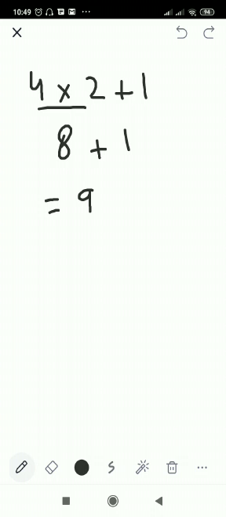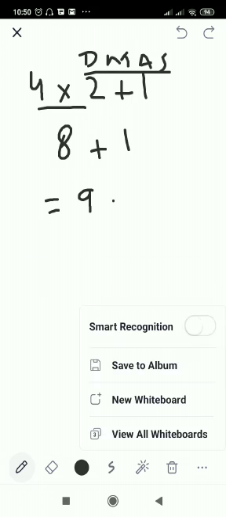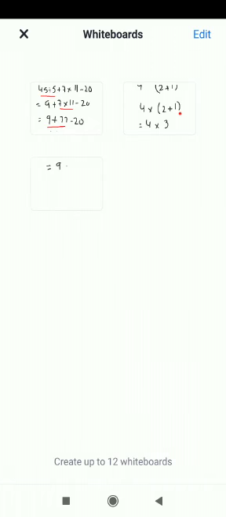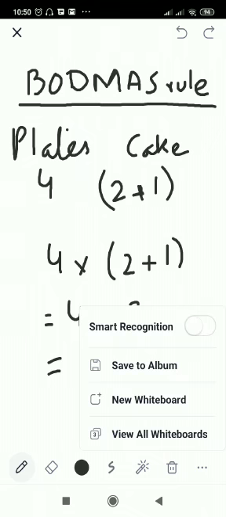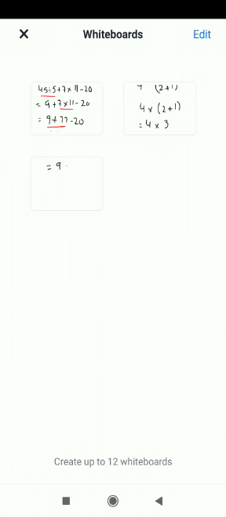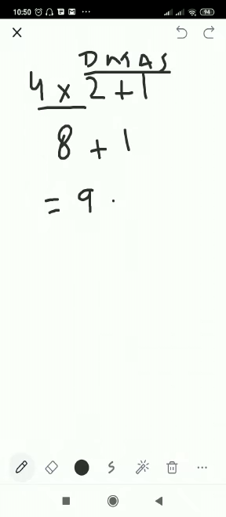If the BODMAS rule is not used, and only DMAS is used in this question, now you can see the difference between the answers. Over here the answer is 9, and it is completely different from the previous answer. In the previous one, with the bracket, the answer was 12 cakes, which is the right answer. And when only DMAS has been followed, the answer is 9. So you can see that problems involving more than one operation depend on the order in which we carry out the operations, right?